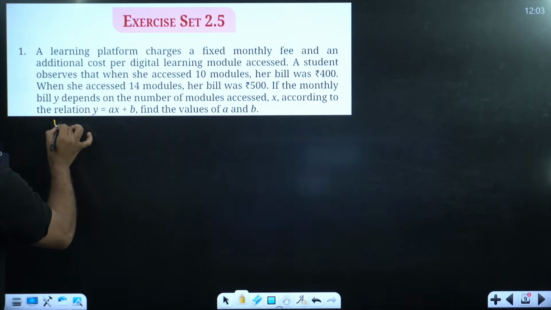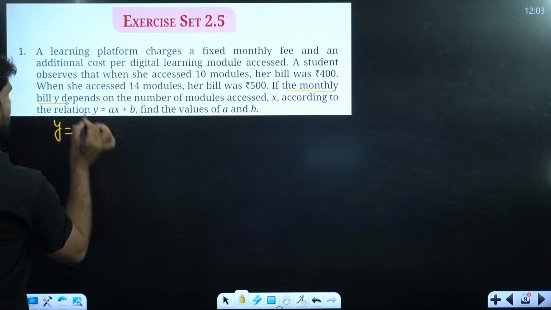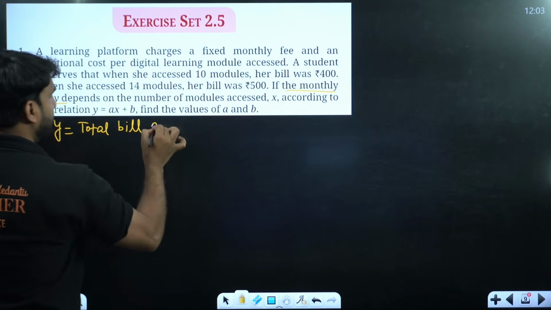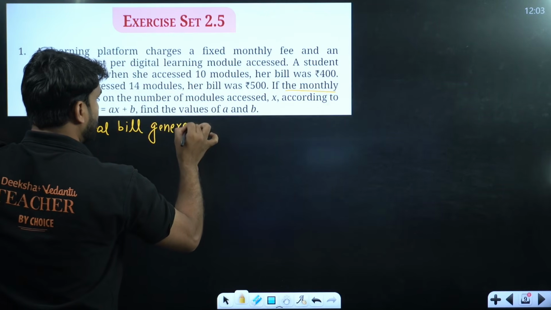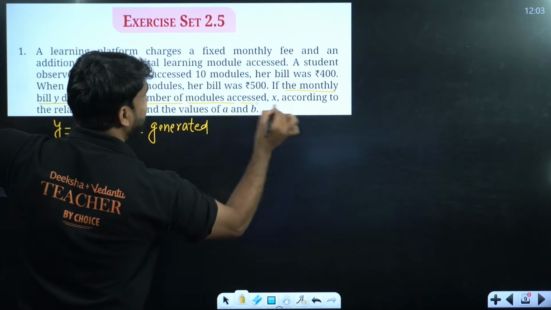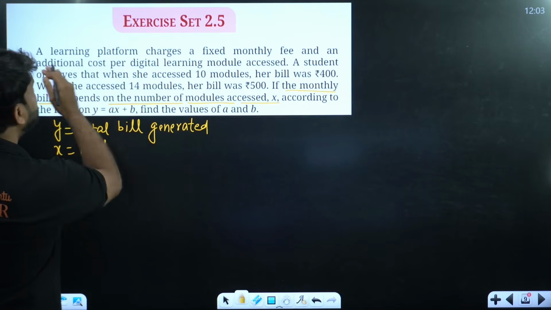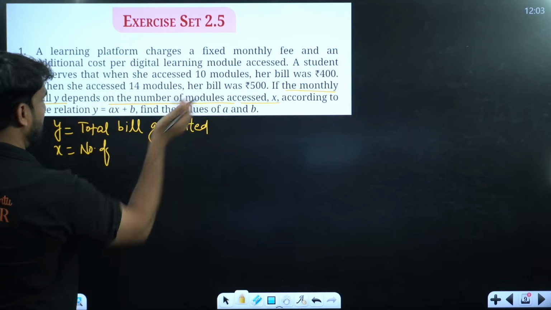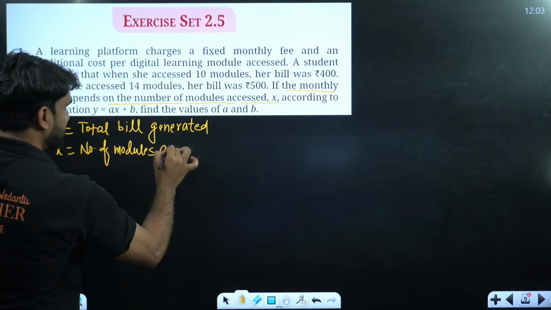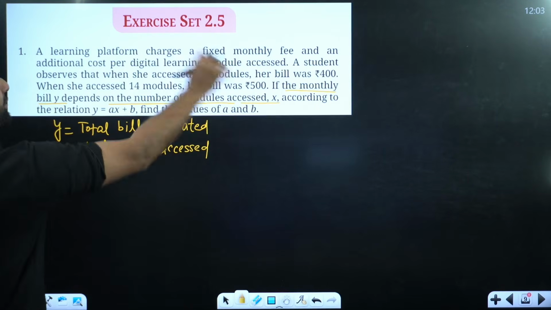Y is the total bill generated, and it depends on the number of modules accessed, X. So X is the number of modules, meaning digital learning modules accessed. Very good. Now read the question.